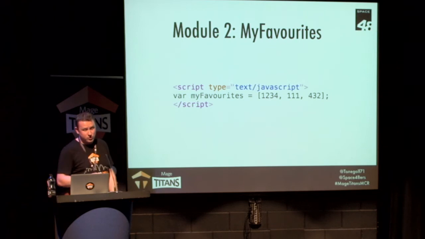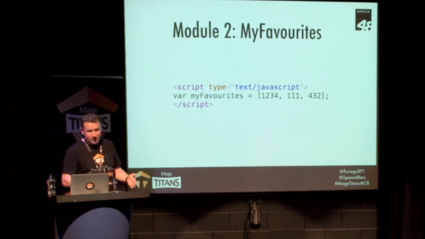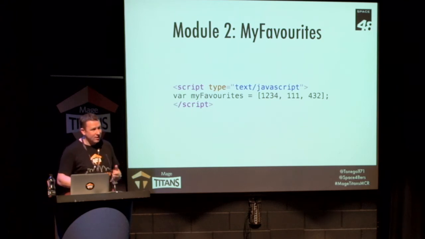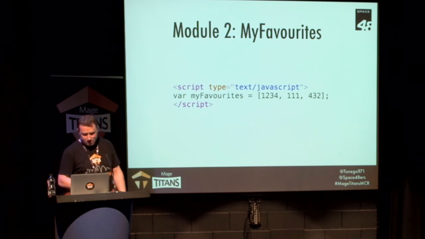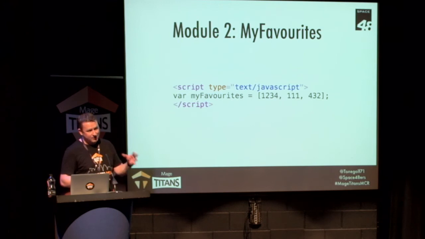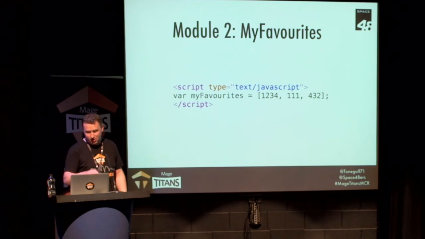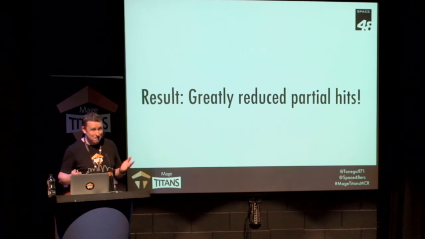So a better approach was to include with the tab some JavaScript array that basically just contains the IDs of the products that have been favorited. And that gets invalidated along with the tab. So if we're adding or removing, then this block gets invalidated. And then we use JavaScript after the page is loaded just to add the heart icon for any of the products on the page that have got that ID. The result is massively reducing the partial hits and increasing the full hits to the site.